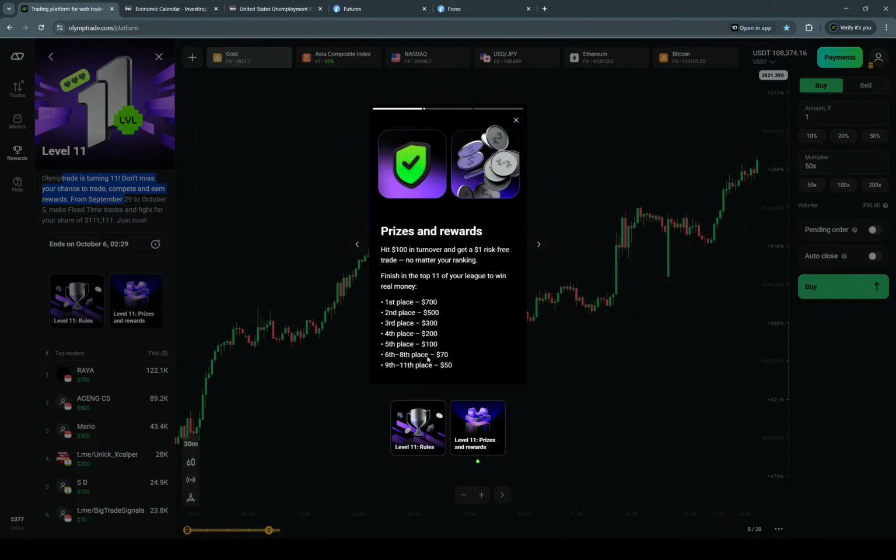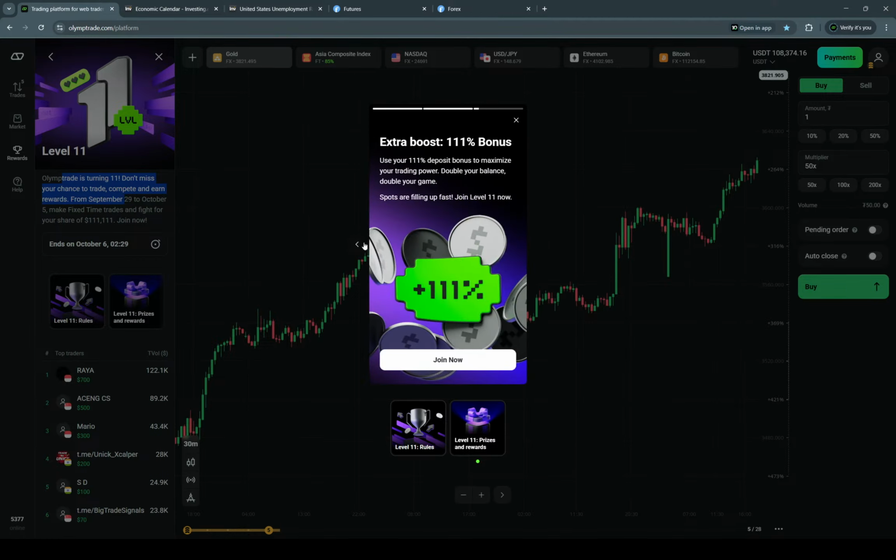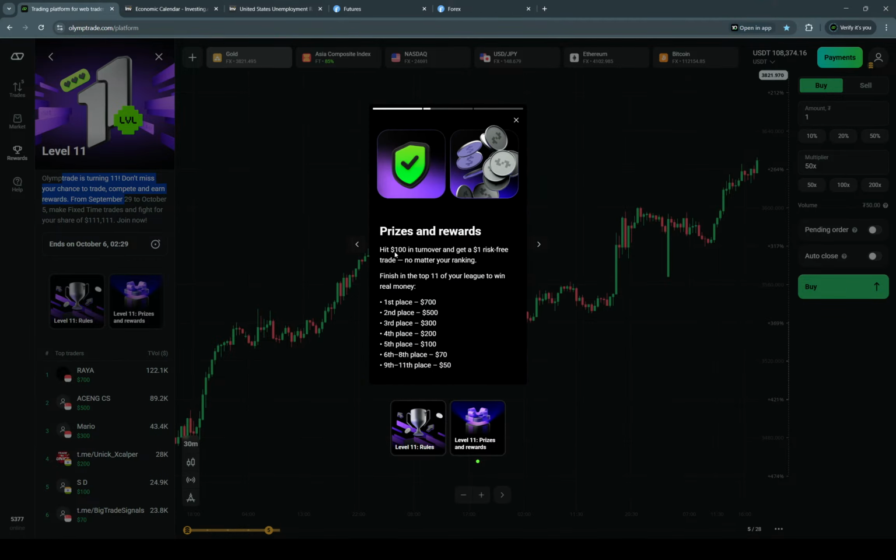So there are different leagues in India. You can join the league. The first person will be getting around $700. The second one is $500. Third place is $300. So you will earn here if you will see this: hit the first $100 in the turnover and get a $1 risk-free trade no matter what your ranking is.